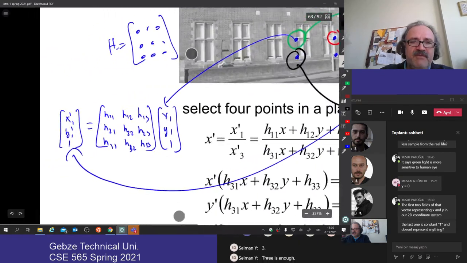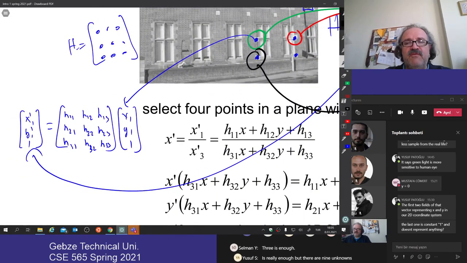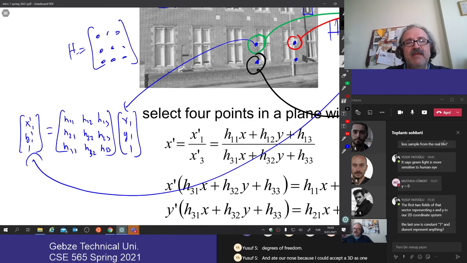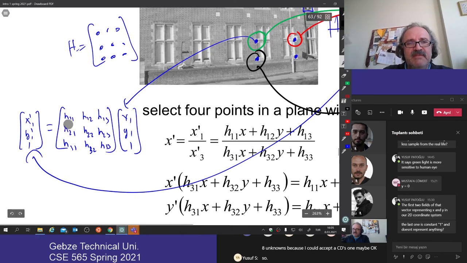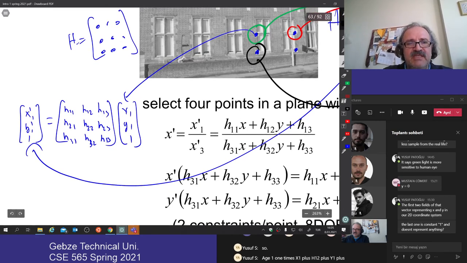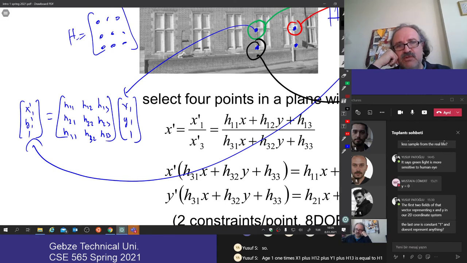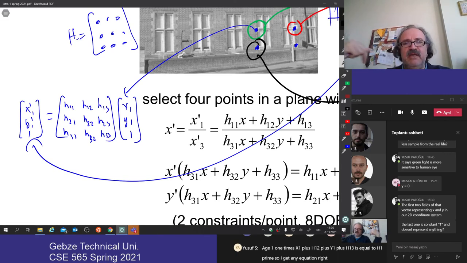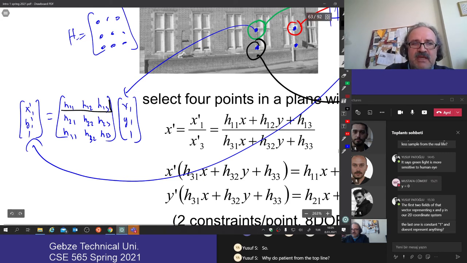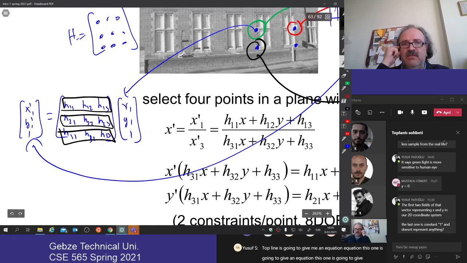Is 3 enough? Well, there are 9 unknowns. Or if I have 8 degrees of freedom, then 8 unknowns, because I could fix H33 as 1, maybe. Okay, so H11 times X1 plus H12 times Y1 plus H13 is equal to X1 prime. So I get an equation, right? The top line is going to give me an equation. This one is going to give me an equation. This one is going to give me an equation, right?